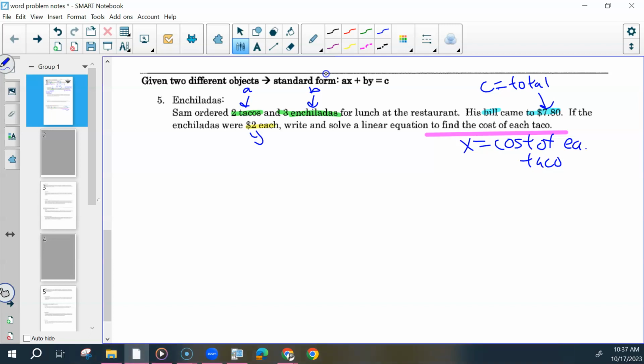But when we set it up, it has to look like this. ax plus by equals c. So let's start putting that into that equation. So our A would be 2. We don't know what our X is. It's just going to say X. Plus B is 3. Our Y is 2. So I'm going to change that. And our C equals 780. Then we're going to start to solve. We can multiply 3 and 2.